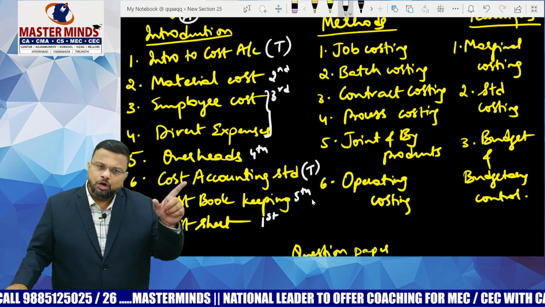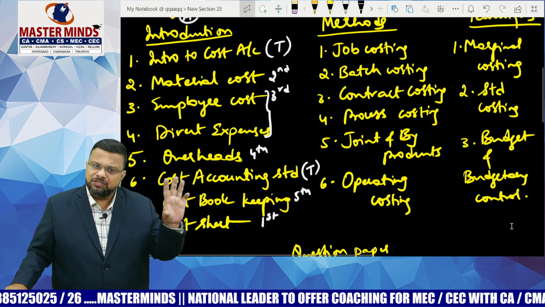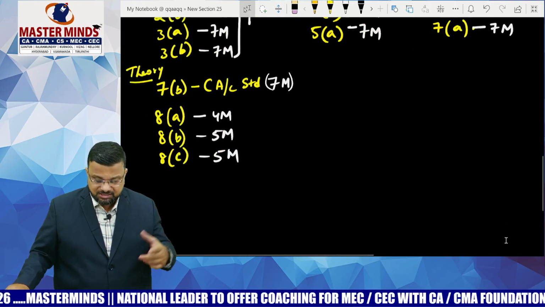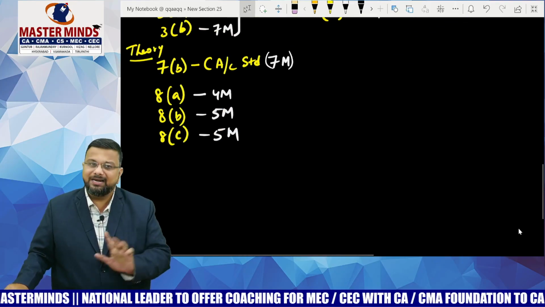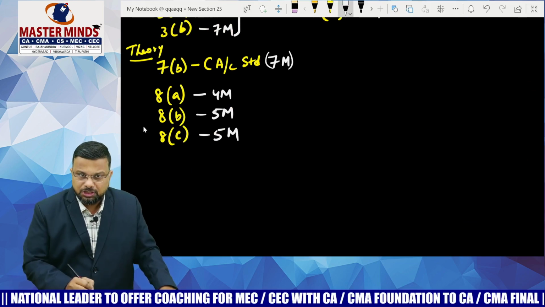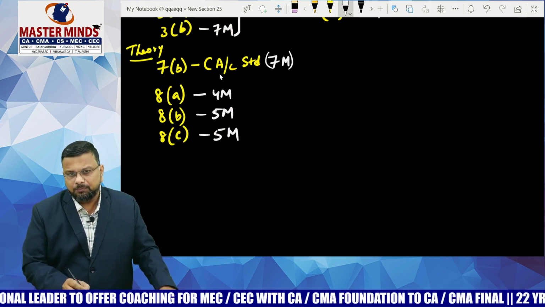Now, introduction to cost accounting, there are some basic questions which are likely to be asked in the examination, and where it will be asked, if asked, sir, from in question 8A, 8B, 8C. Now, this is also completely theory. These 2 questions are completely theory. 7B is completely from cost accounting standards.